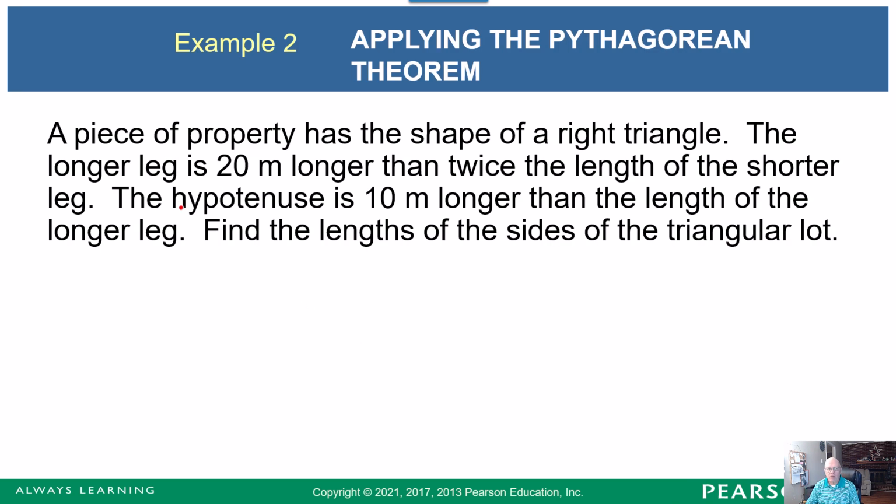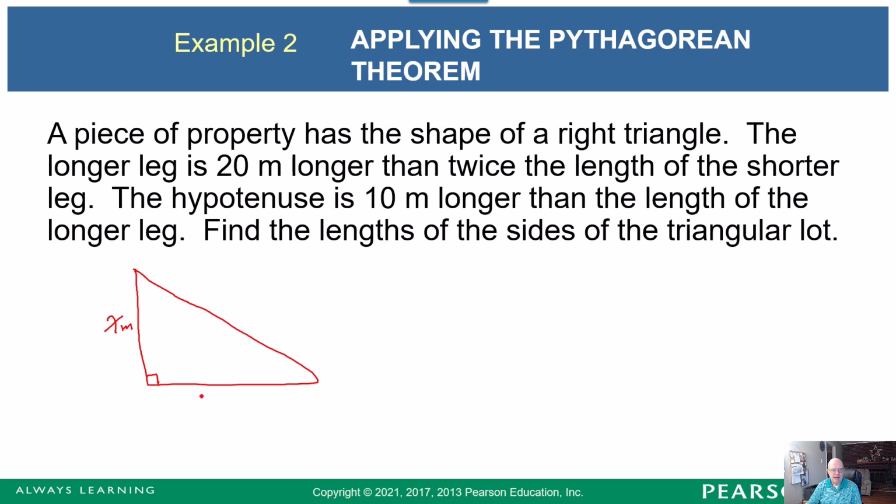Now here's our problem. We have a piece of property the shape of a right triangle. So right away, there's our property. Here's our right angle. Now it says the longer leg is 20 meters longer than twice the length of the shorter one. So we'll start with the shorter one. We'll call it x, and that'll be x meters.